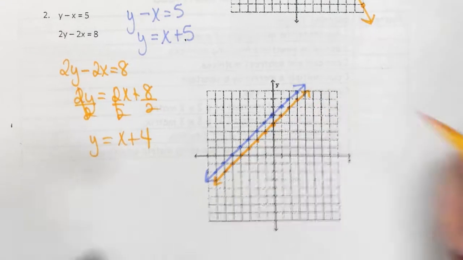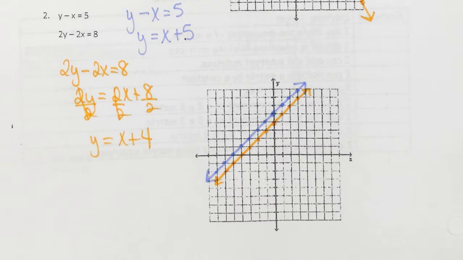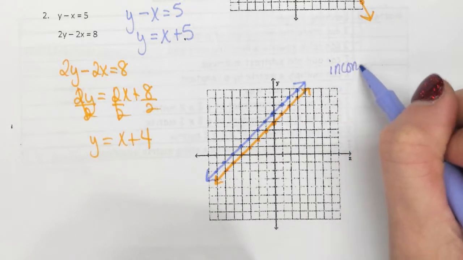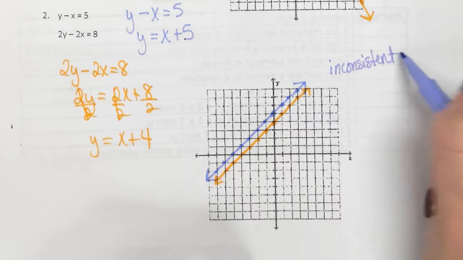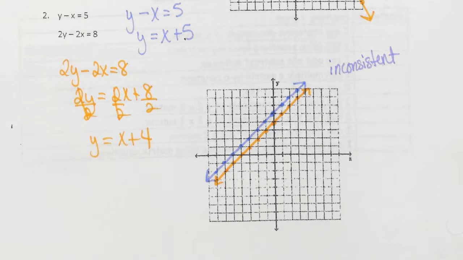Very good. There we go. Okay, so what do we call that? Inconsistent, and you're done. There's no point where they're ever going to cross. There's no way they can ever be independent or dependent. And let's flip to the next page. Go. We got 2 more.